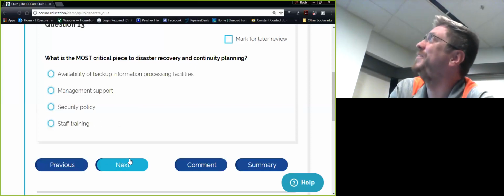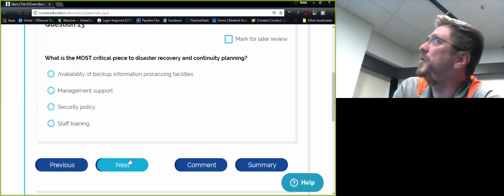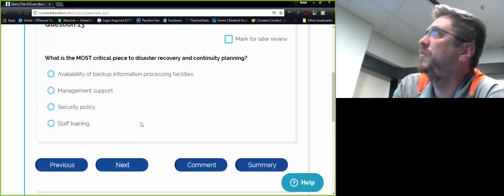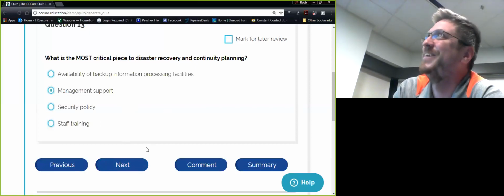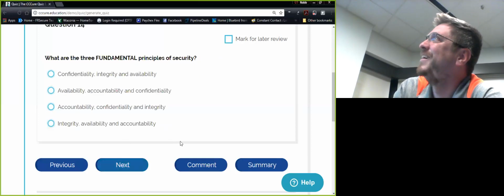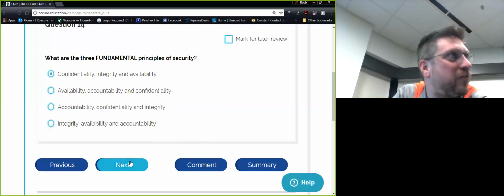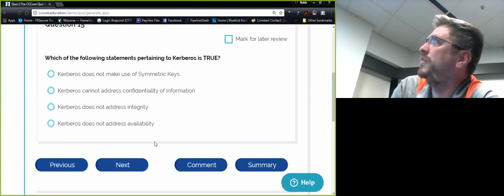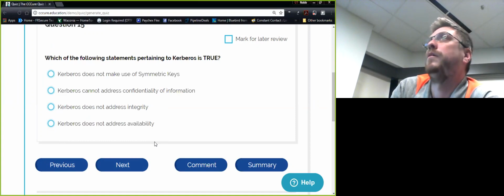What is the most critical piece to disaster recovery and continuity planning? Availability of backup information, processing facilities, management support, security policy, or staff training. Okay. What are the 3 fundamental principles? Confidentiality, integrity, and availability. Well, that makes it easy when they put it as a first question to try that. Which of the following statements regarding Kerberos is true? Does not make use of symmetric keys, cannot address confidentiality of information, does not address integrity, does not address availability.